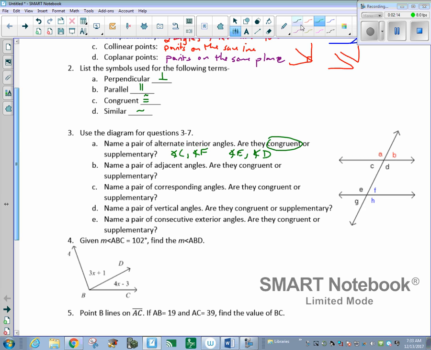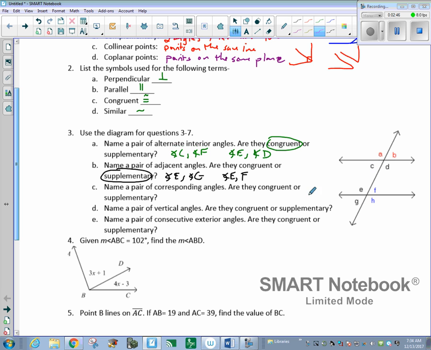All right. The next question is asking for a pair of adjacent angles, and are they congruent or supplementary? There's a ton of them in here, so I'm only going to go with a couple of them here. Angle E and angle G. And say something like E and F. I mean, those are just two examples. There's a whole bunch of them. You can pick whichever one you want, and these guys are supplementary. They add up to be 180 there. They make a straight line.